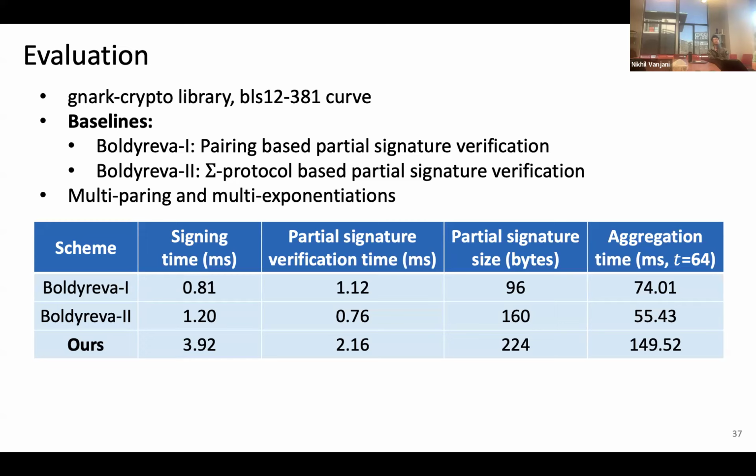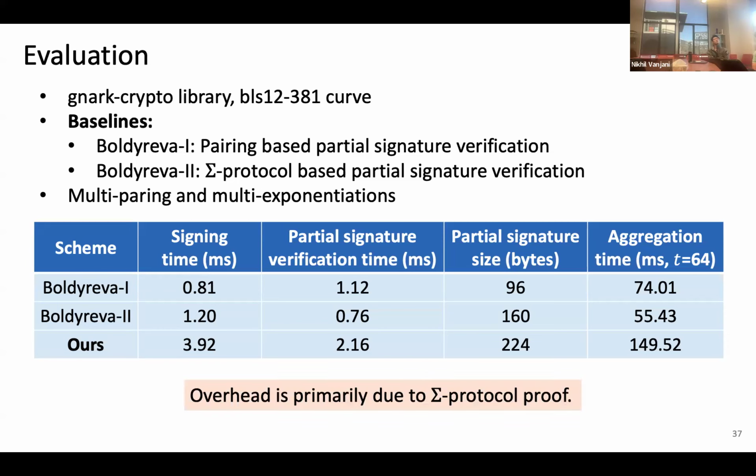Sigma protocols are generally faster to verify than pairing checks. Boldyreva 2 has faster partial signature verification time. Ours is still expensive, but these costs are due to the Sigma protocol. The Sigma protocol becomes expensive because we have 2 additional polynomials. If I can reduce to a total of 2 polynomials instead of a total of 3, I'm expecting these numbers will go down a bit more. But I just don't know how to work with 2 polynomials.